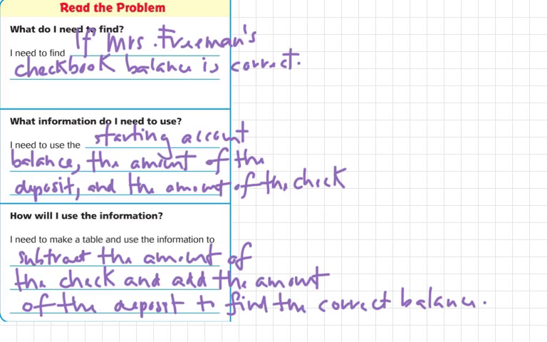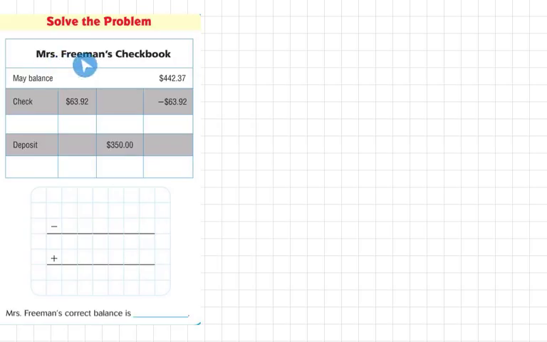So let's solve our problem. So we have Mrs. Freeman's checkbook. So we have our May balance. So the check she had was for $63.92. So we're going to subtract that from her May balance. So when we subtract that, we're going to just go straight down the line and subtract it. 7 minus 2 would be 5. Can we do 3 minus 9? No, so we're going to have to regroup. What I'm actually going to do, boys and girls, is I'm going to draw this a little bit bigger on the side so you can see my work so it's not so smushed over there.